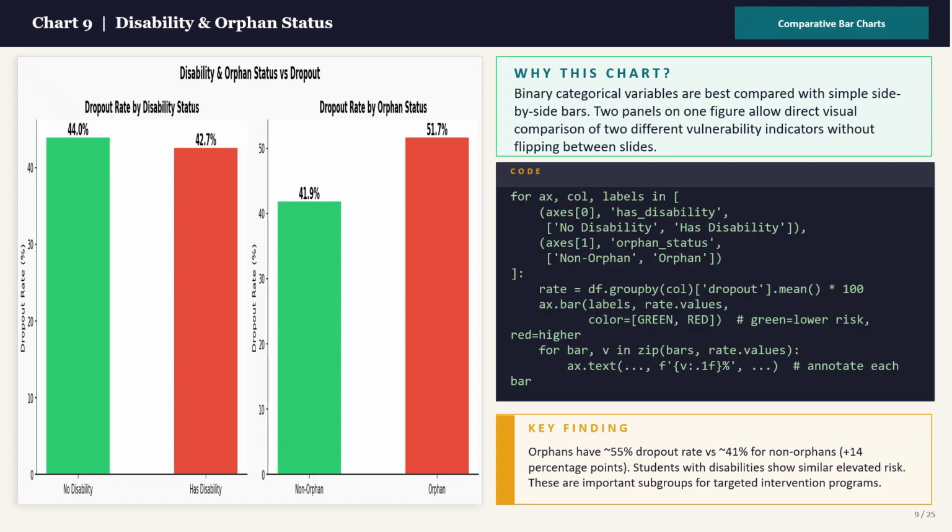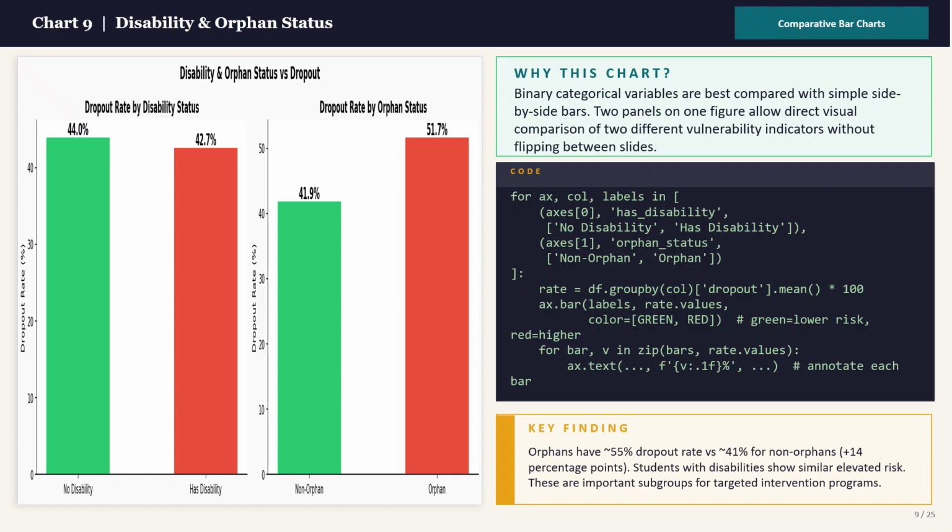And we also plotted the sort of vulnerabilities, which is disability and orphan status. These are binary categorical variables and are best compared with simple side-by-side bars. So we had two panels on one figure, which allowed direct visual comparison of two different vulnerability indicators without flipping between slides. Again, you have the code for getting the labels and setting the colors and other things that we did.